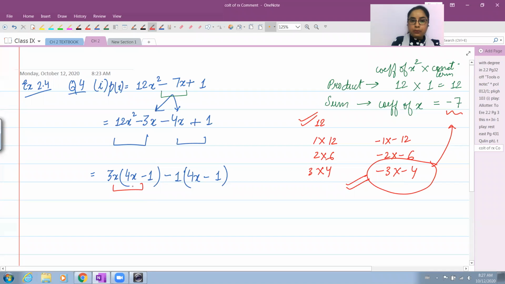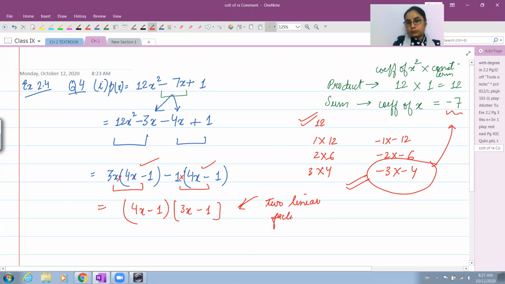Now I have a product here. This is the first product and this is the second product. In both these products, the binomial is common. So I can take that binomial common and I'll be left with the monomials inside. So these are the two linear factors. And you're not supposed to write all this down. You can just work with your expression as such.